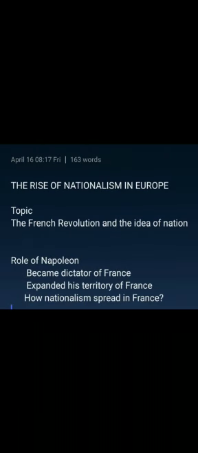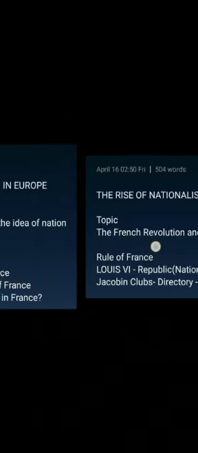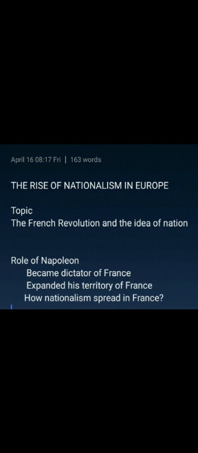Now, let us proceed further with this chapter, The Rise of Nationalism in Europe, and the French Revolution and the idea of the nation. In this slide, I have told you about the French Revolution, class 9. Now we are going to study how the idea of the nation emerged from the French Revolution. Before that, let us study a little about Napoleon. We are going to repeat it. He became a dictator of France. After becoming dictator of France, he expanded his territory. He believed in the expansion of territory. He was against democracy.